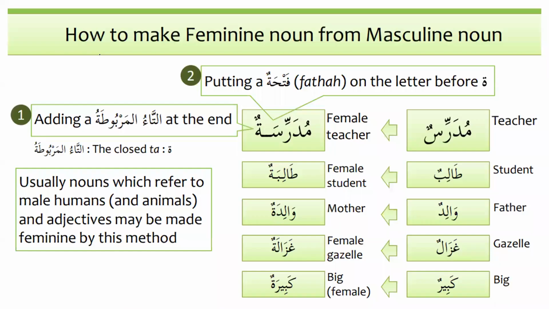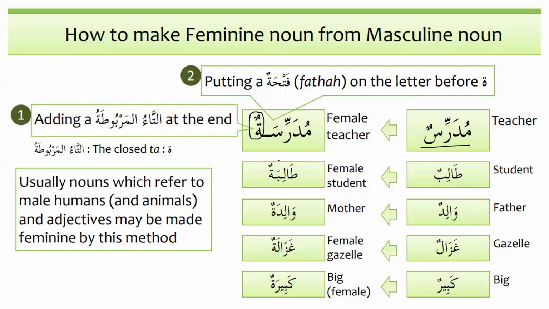Now, how to make feminine from some nouns? It's very simple, to be honest, how to make feminine from some nouns or from some adjectives. Basically, we have a masculine noun, for example, mudarrisun, that means a teacher. If you want to make feminine, we will add ta marbuta to that, and it becomes mudarrisatun. So we only have to add ta marbuta, and it becomes feminine. Mudarrisun is masculine, and when we add ta marbuta to that, it becomes feminine.